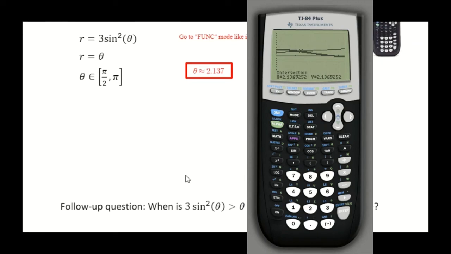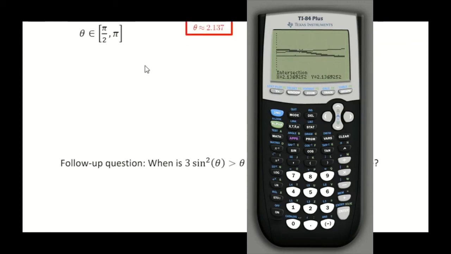Now, going back to this follow-up question, when is the 3 sine squared theta greater than theta? So if I go to y equals, what I did was I made this first equation a little bit more bold so that you could just tell which one's which. And then when I go to graph, I can see that that bold equation is above the other equation from the beginning, from this pi over 2 line, all the way to that point of intersection. And then when they cross over, theta actually goes above. So the way that we're going to write the solution here, when is the first equation above the second equation, is we're going to write it in interval form.